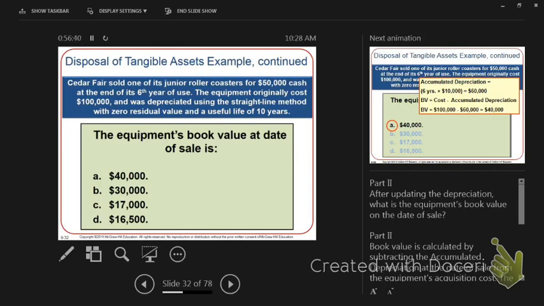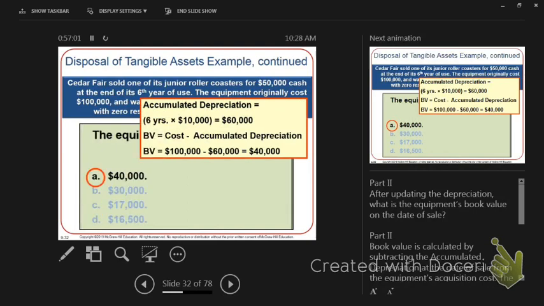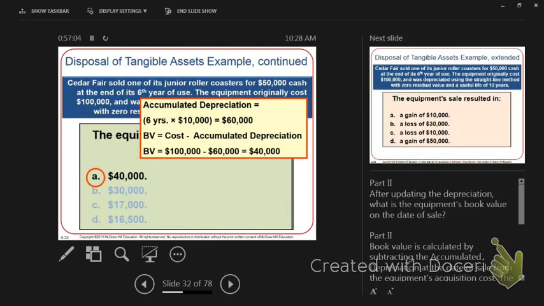So how do we calculate book value? Cost minus accumulated depreciation. How much depreciation would we have calculated by the end of year 6? Remember what depreciation expense was? Okay, so Maria says A. Do we agree? Yes. All right. So 10,000 times 6, we subtract 60,000 from 100.